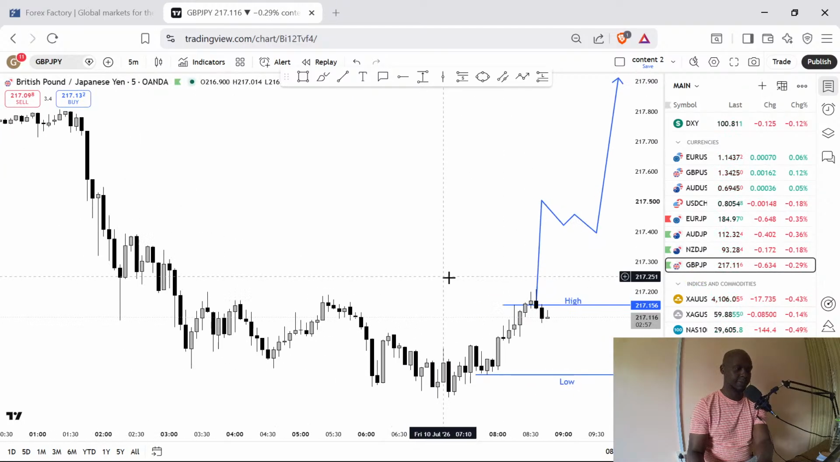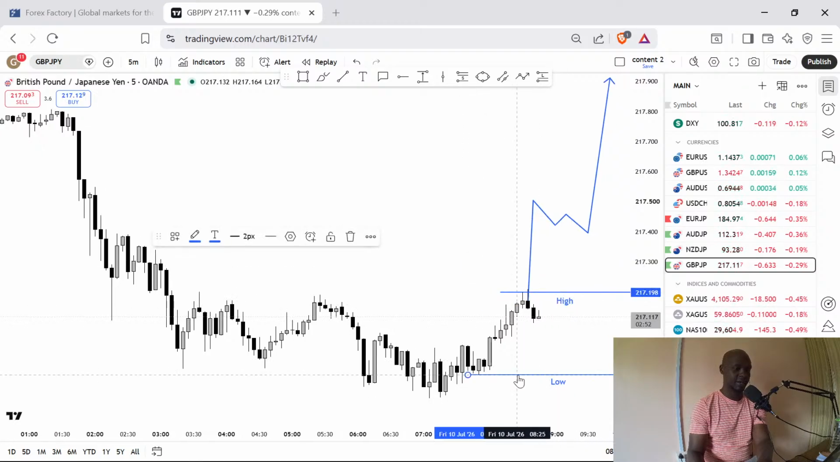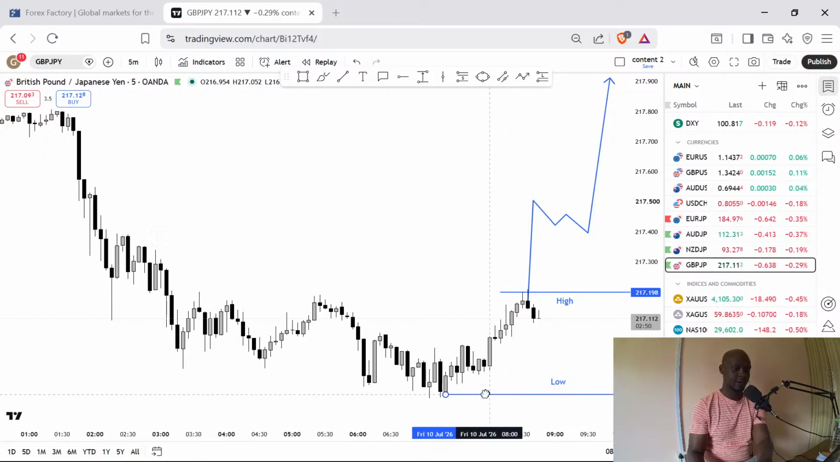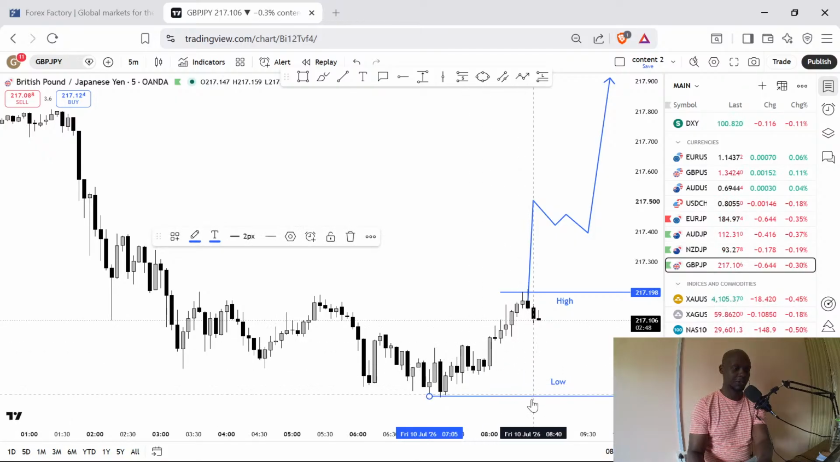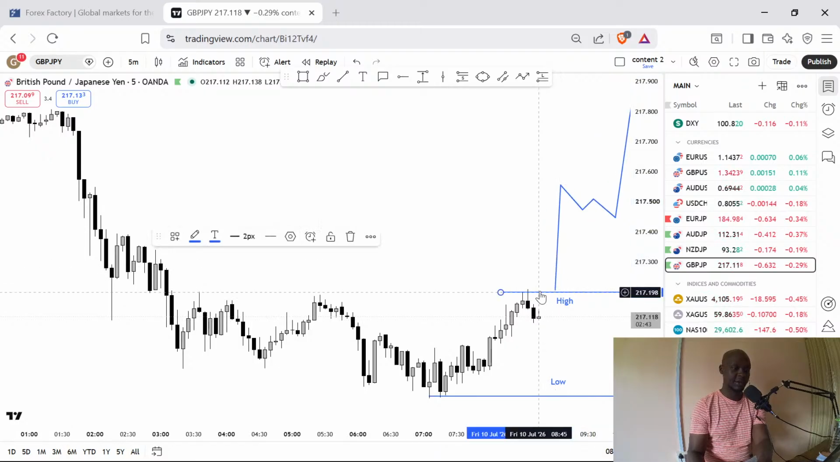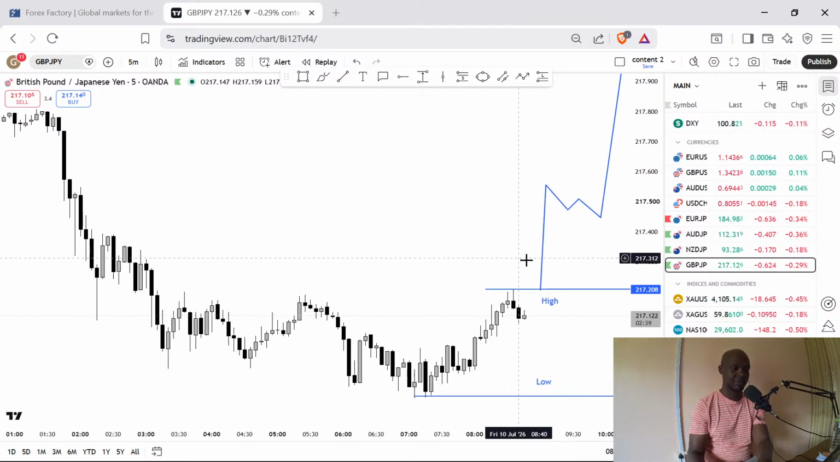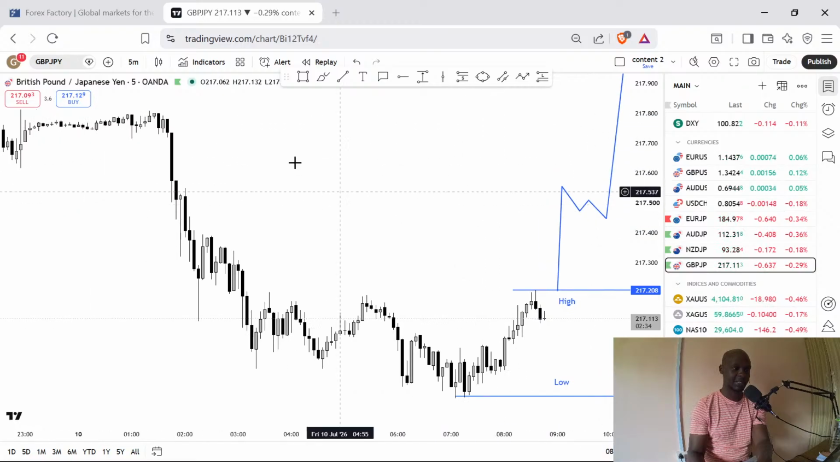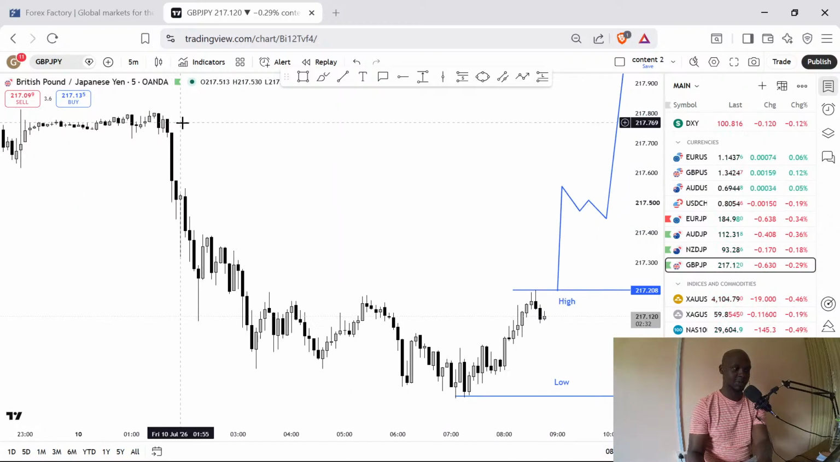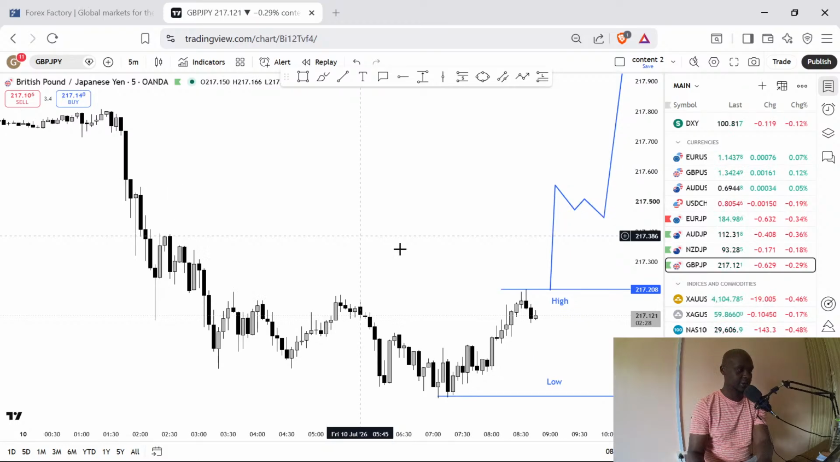With Pound JPY, I was also looking for longs. At this point in time, this is the high. I won't be looking for shorts until we can maybe break this low. For now, I want to see how we are going to break this high of this candle. Are we going to break it impulsively with a strong bullish candle so that I can take a pullback to the upside? But I'm also aware of this potential area of resistance. So let's wait and see how price is going to develop.